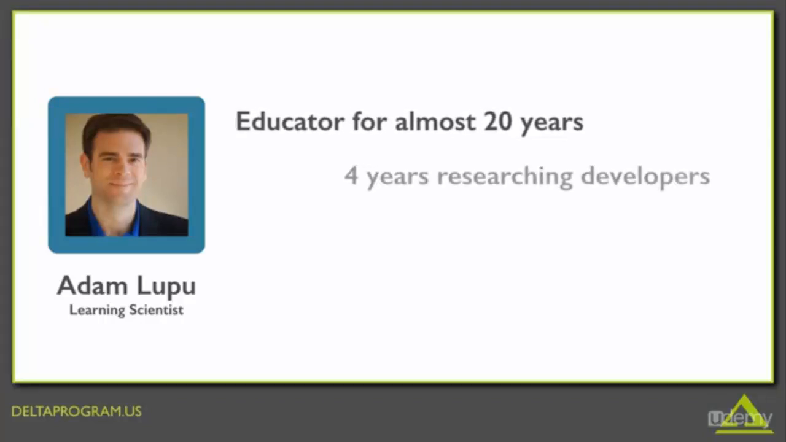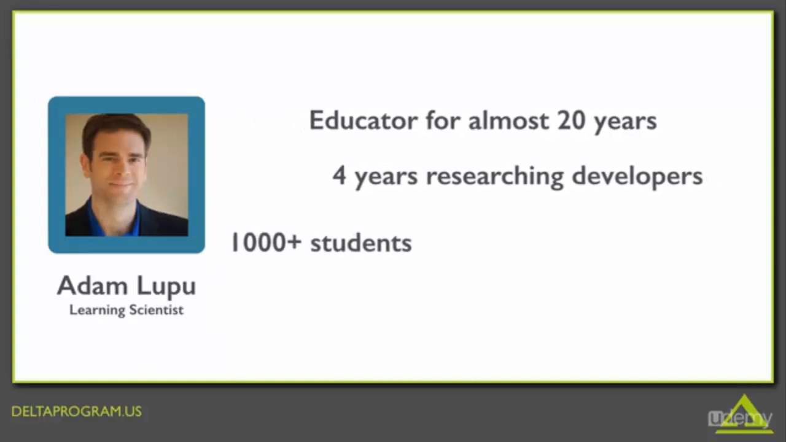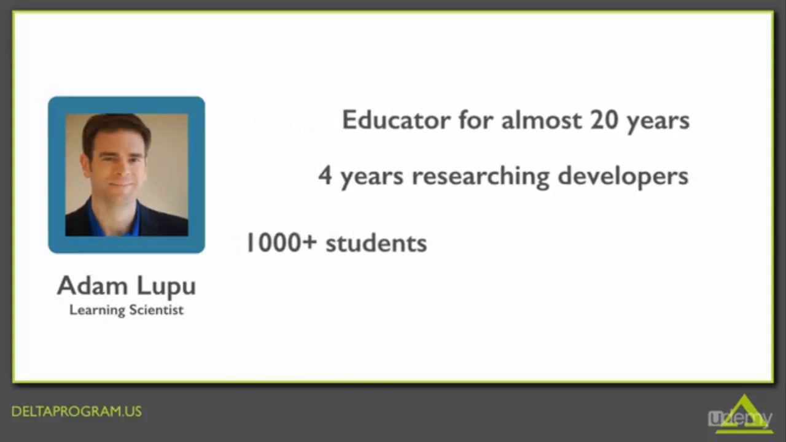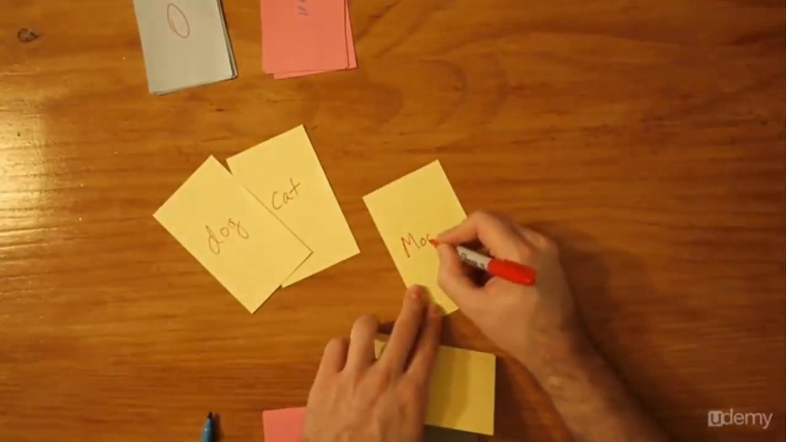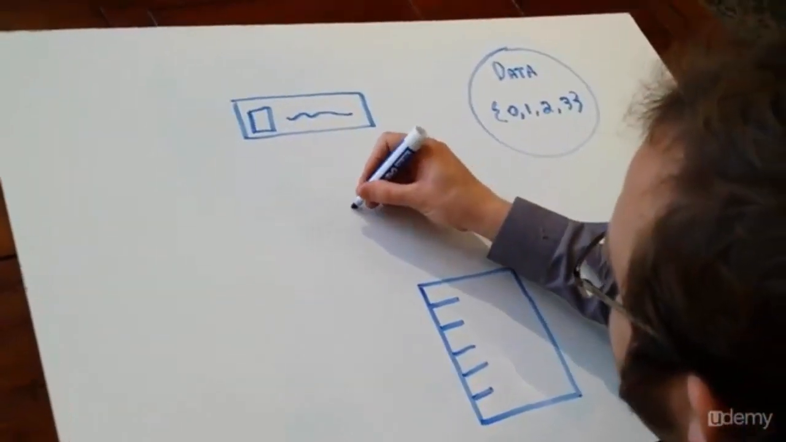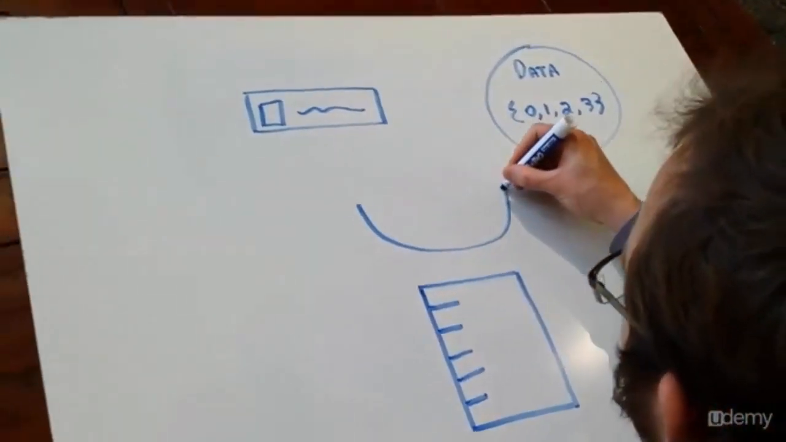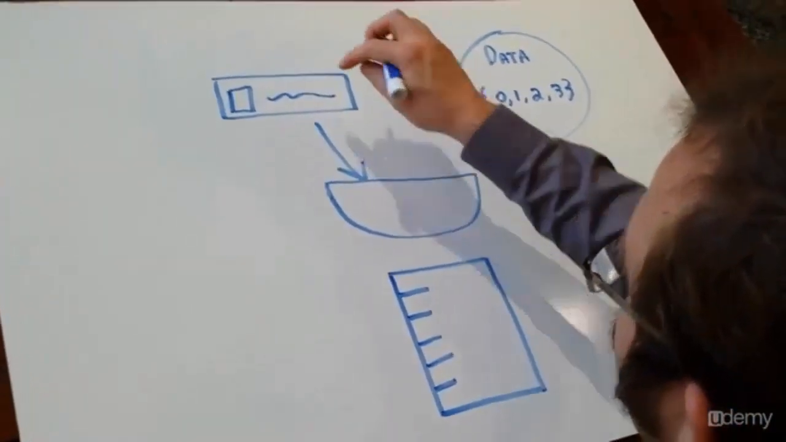Hi, my name is Adam Lupu. I've been an educator for almost 20 years, the last 4 of which I've spent researching how novices learn to code and how experts hone their skills. I've worked with over 1,000 students from all over the world, and I've discovered some really cool techniques to rewire your brain and learn mobile development faster than anyone, including myself, thought possible. So I teamed up with the best mobile developer I could find to create this course.